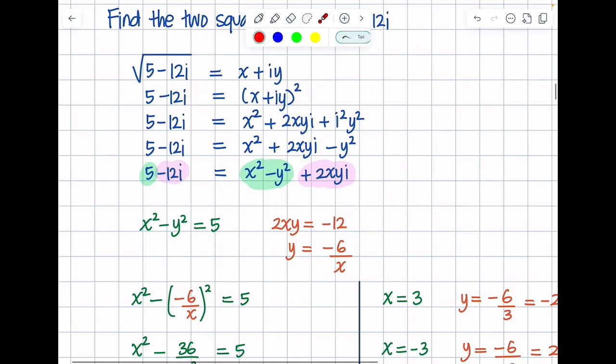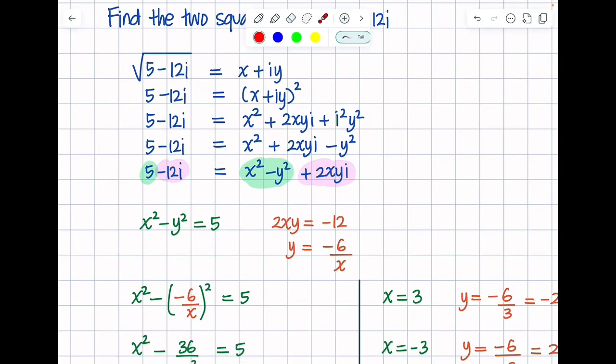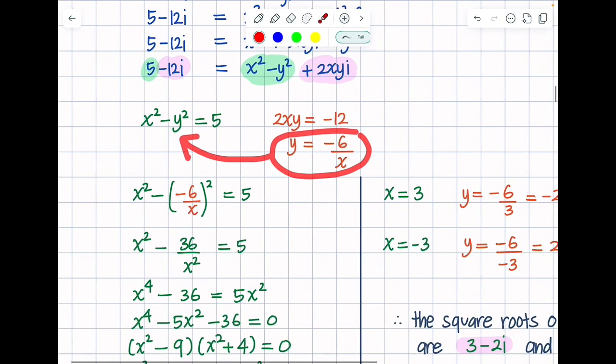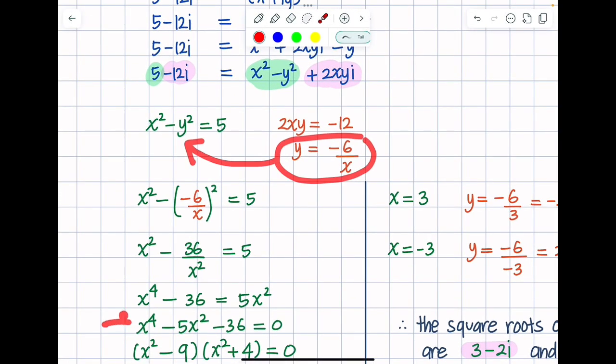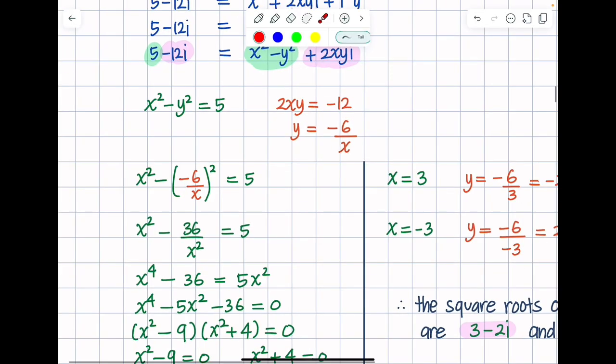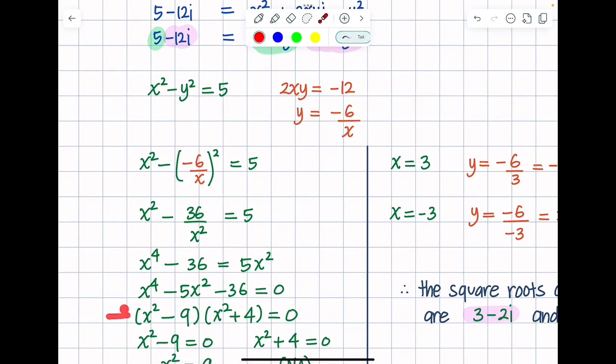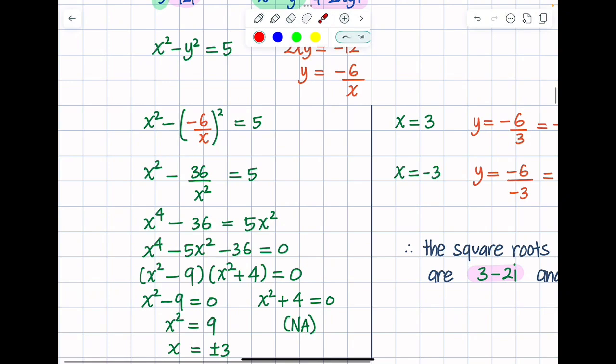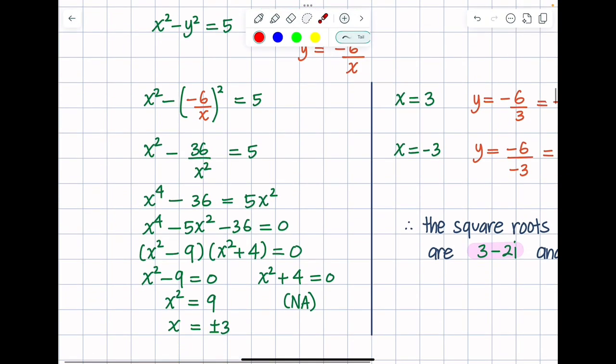Solve this simultaneously by using a substitution technique. You can change y or x. Let's say I make y the subject, so y equals -6 over x. Substitute this into the first equation, and then we get a quartic equation. Then factorize this completely in the x squared form, and we get x squared minus 9 and x squared plus 4.